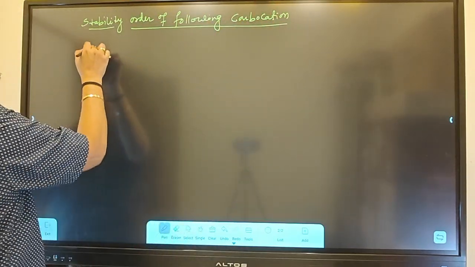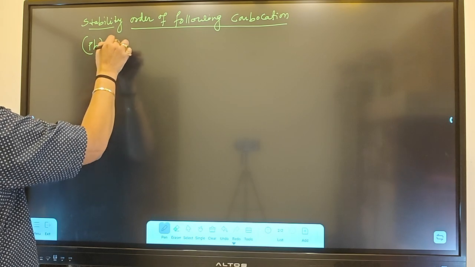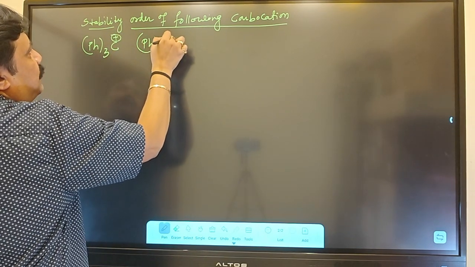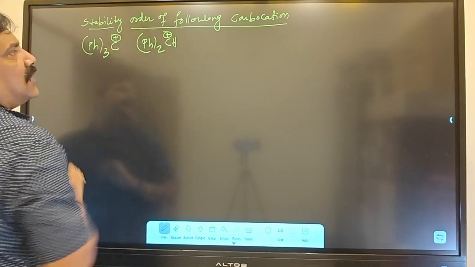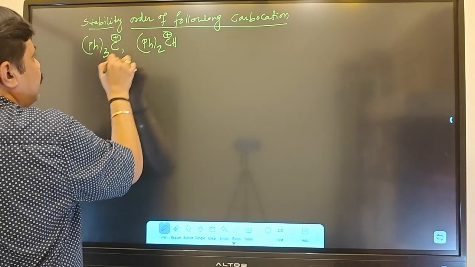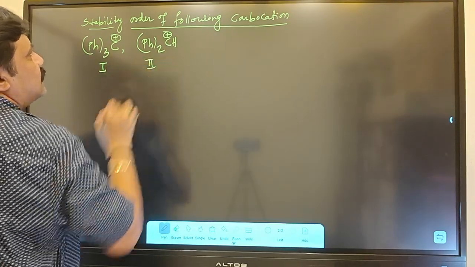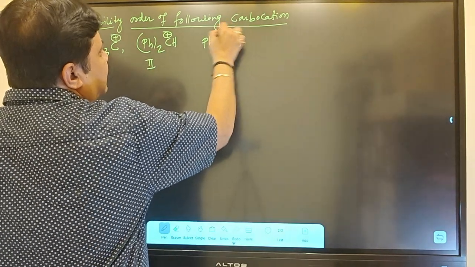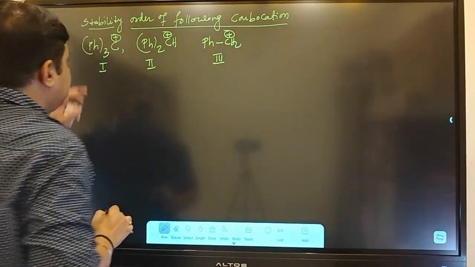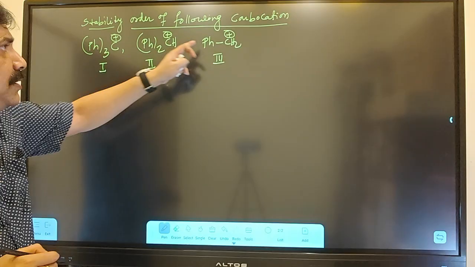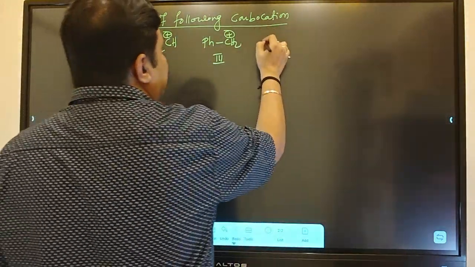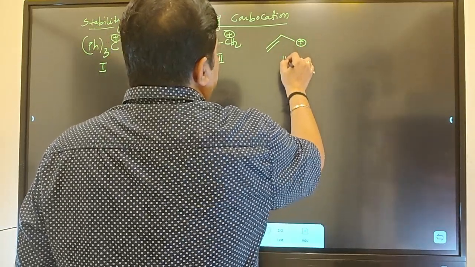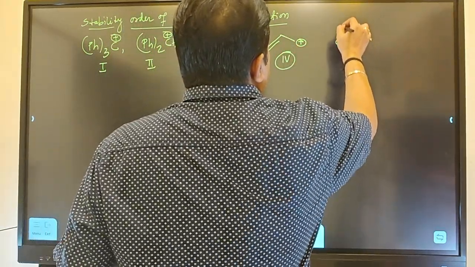So now I am taking Ph, meaning phenyl group, 3 times with that carbocation. Ph, phenyl group, 2 times with this carbocation. This one I am calling structure 1, this one structure 2. Next one I am giving Ph CH2. All are benzylic carbocations, but this is benzylic 3 degree, benzylic 2 degree, benzylic 1 degree. Next I am giving you an allylic carbocation. Next I am giving you this carbocation.